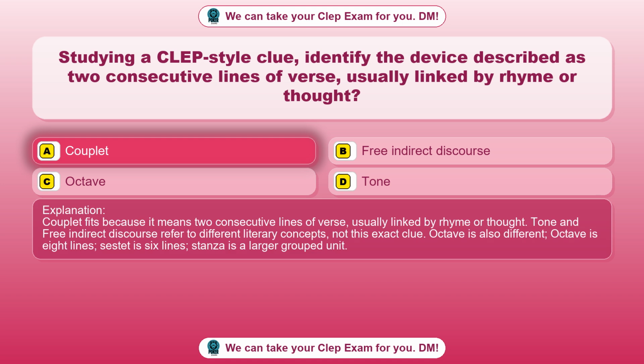Couplet fits because it means two consecutive lines of verse, usually linked by rhyme or thought. Tone and free indirect discourse refer to different literary concepts, not this exact clue. Octave is also different. Octave is 8 lines, sestet is 6 lines, stanza is a larger grouped unit.